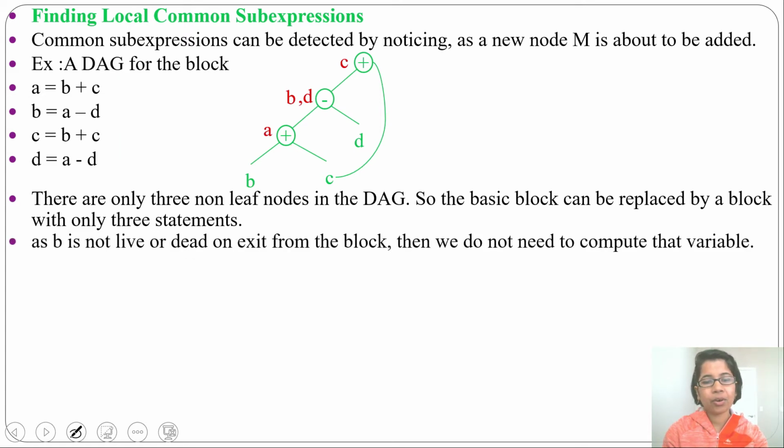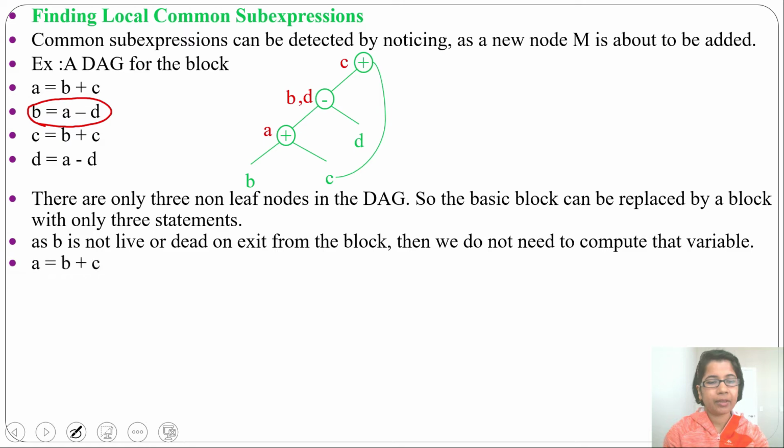As B is not live or is dead on exit from the block, we don't need to compute that variable B. B value is updated by D, so we don't need to compute B as it is dead. We can remove this statement, B equal to A minus D. We don't need to compute B as B is dead code or not live on exit from the block. B value is updated by D. So let me rewrite this three address code.